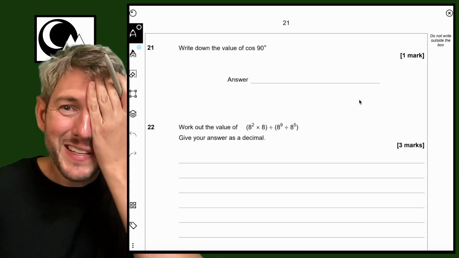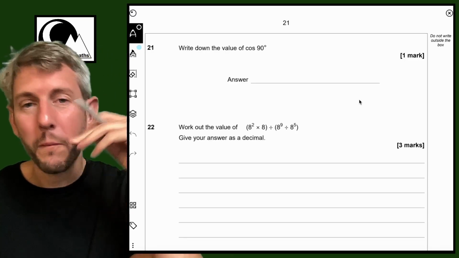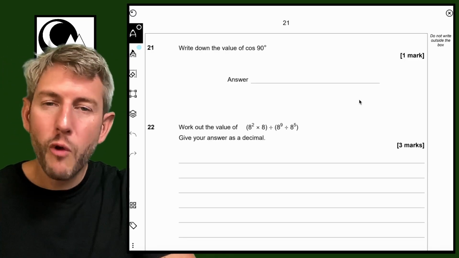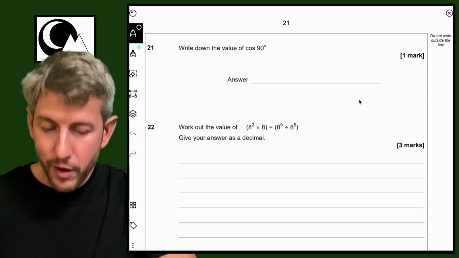Oh no, what a horrible question. Okay, hopefully you know this. If not, it's one of these things that we're meant to memorise. Write down the value of cos 90.